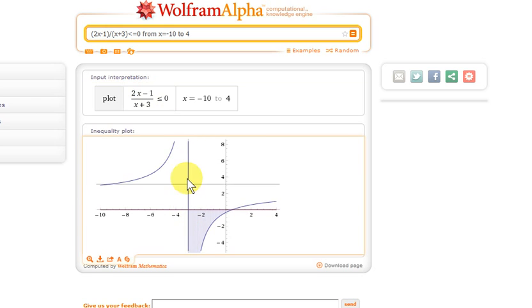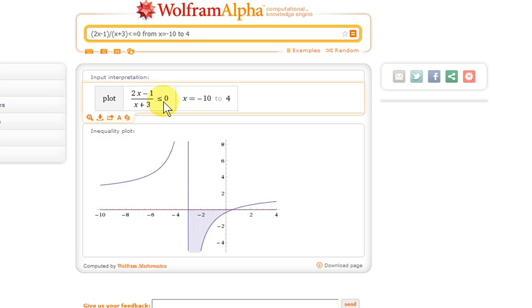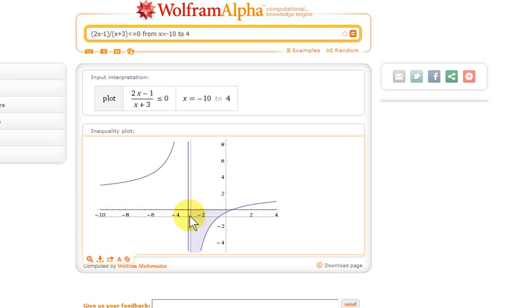This blue line here is not the y-axis. This blue line is the vertical asymptote passing through x equals minus 3. The shaded region shows the values of x for which this function is less than or equal to 0. So less than or equal to 0 means where is it below the x-axis. So the values of x for which the curve is below the x-axis. Those values of x range from minus 3 up to this value here, which is plus a half.